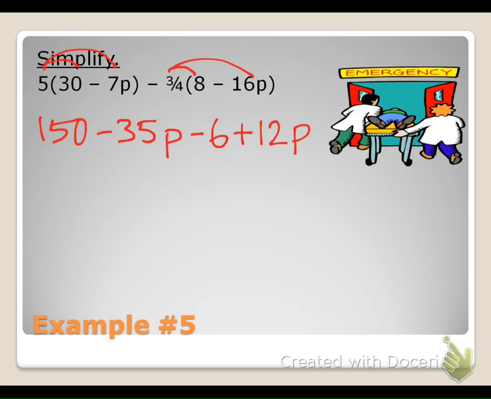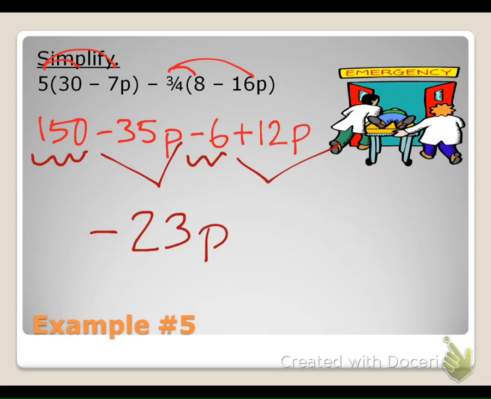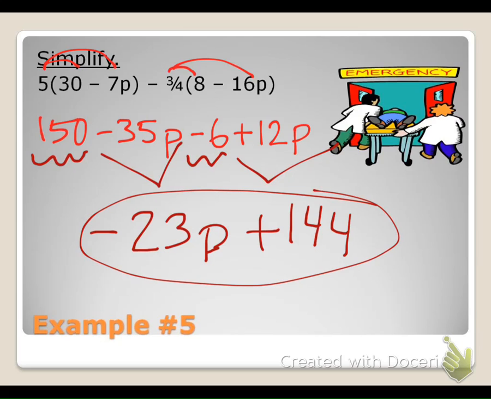What would I do next? Simplify. What does that mean? Combine like terms. Good. So anything with a P is going to go together. Any constant will go together. Usually we put variables in the front, so let's do our P's first. What would I get? Negative 23p. What about for my constant? Plus 144. Great. If you did 144 minus 23p, I would take that as well. What are your questions?